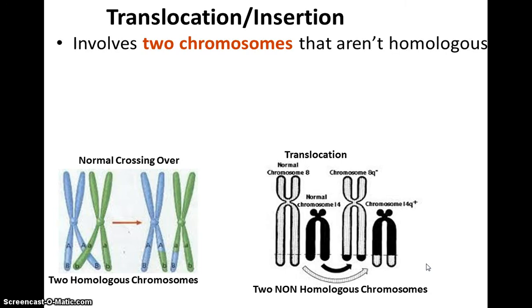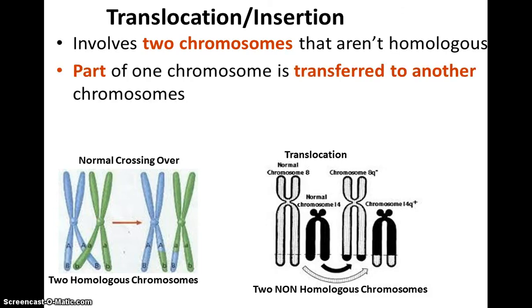So I've said that here, it's 2 chromosomes that aren't homologous, they're going to swap. And here we say part of one chromosome is transferred to another. I like to think of them as swapping. That's usually what happens in a translocation.